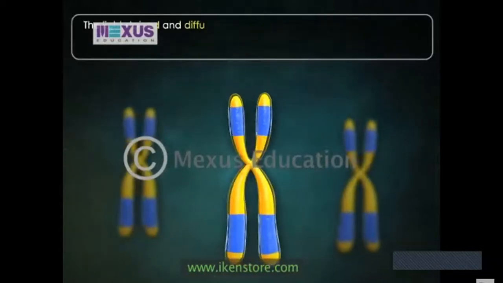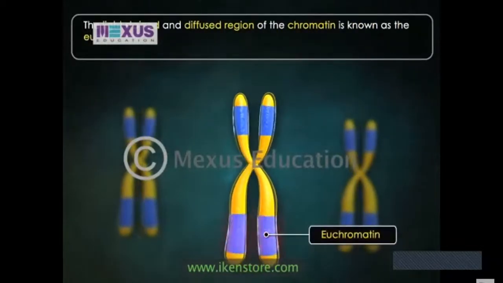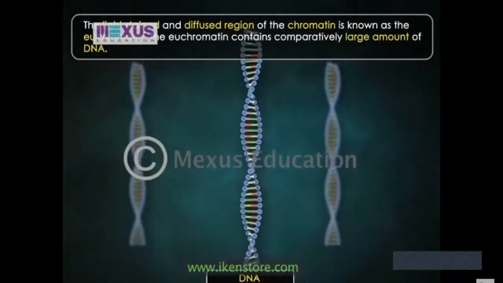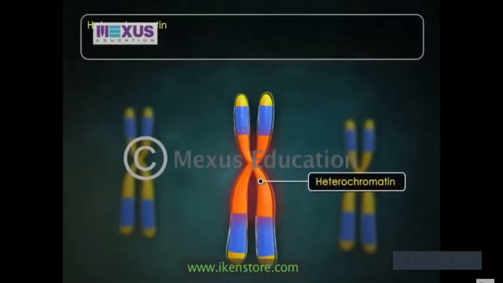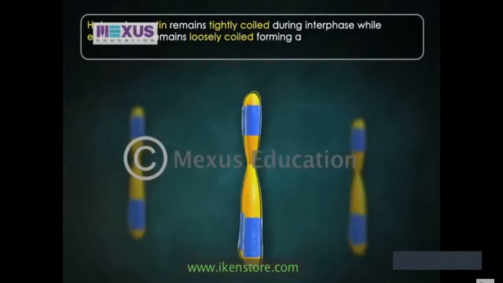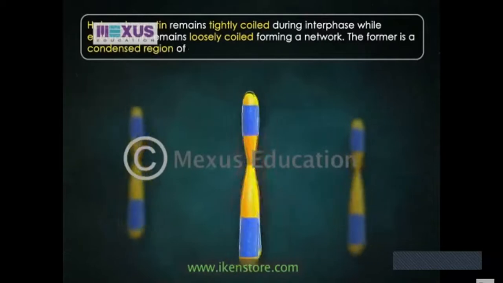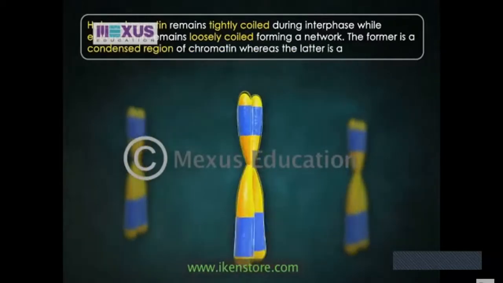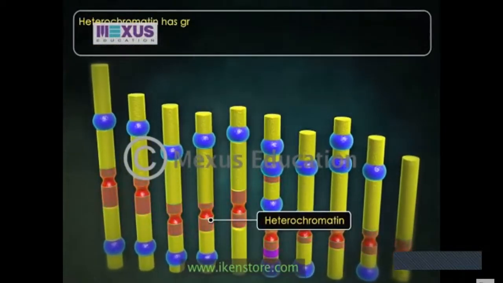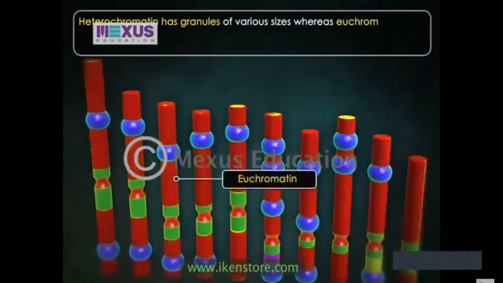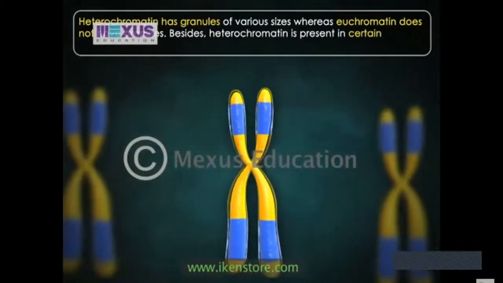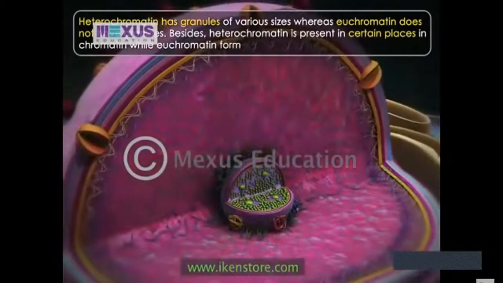The light-stained and diffuse region of the chromatin is known as the euchromatin. The euchromatin contains comparatively large amounts of DNA. Heterochromatin remains tightly coiled during interphase, while euchromatin remains loosely coiled, forming a network. The former is a condensed region of chromatin, whereas the latter is a diffused region. Heterochromatin has granules of various sizes, whereas euchromatin does not have granules. Besides, heterochromatin is present in certain places in chromatin, while euchromatin forms the bulk of the chromatin.